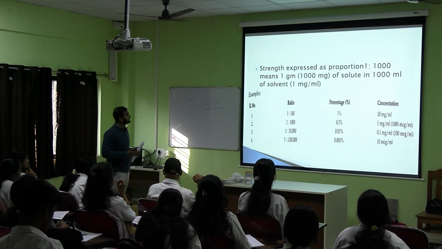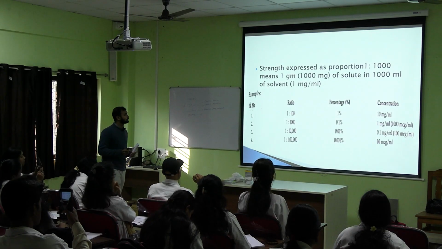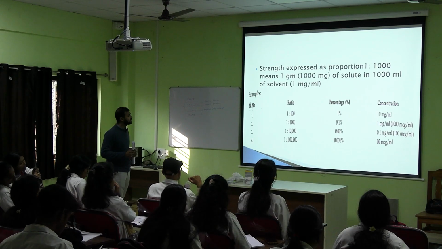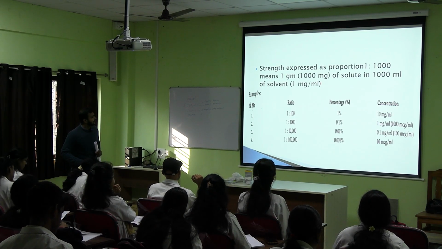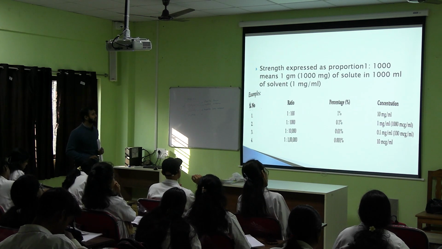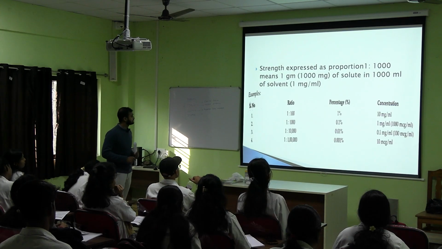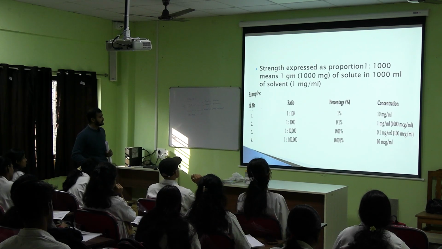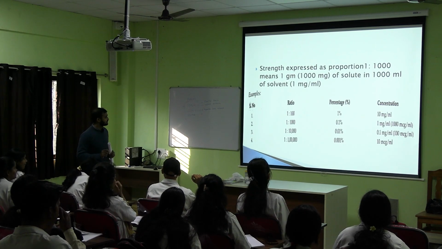So here, more clearly, if we have to express strengths as a ratio, 1:1 ratio, that means 1 gram of solute is present in 100 ml of the solvent. So in per ml, how much solute will be there? That is 1 mg, okay. So this is a bit mathematical. So if it is 1:100 ratio, the percentage will be 1%, and concentration will be 10 mg per ml. This should be your basic concept.